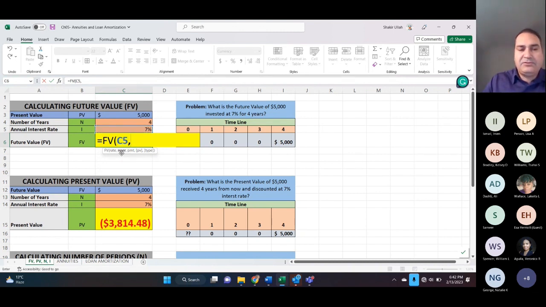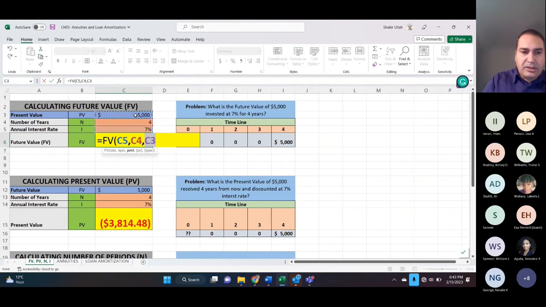Then it is asking for the next variable, which is NPER, that stands for the number of periods. In this case, we have got 4 years. Each year is one period. Remember that in some cases, you may have 1 month as one period, or maybe a day as a period. In this case, 1 year is a period. If month is a period, that would be mentioned to you in the problem. And then comma, it asks for the present value, and present value is 5,000.